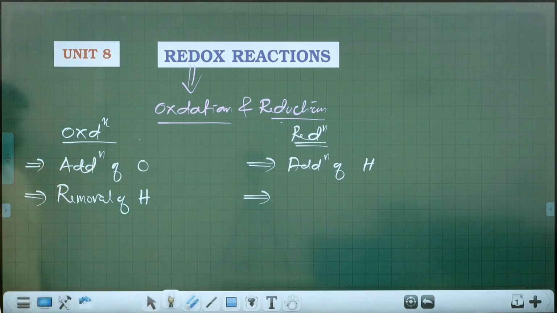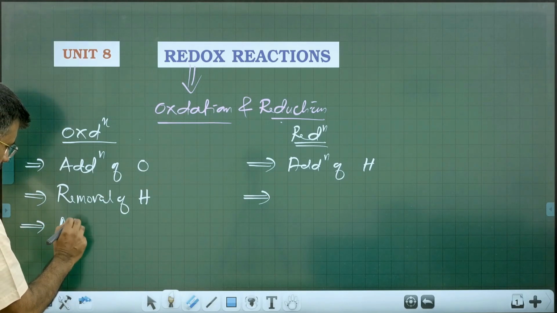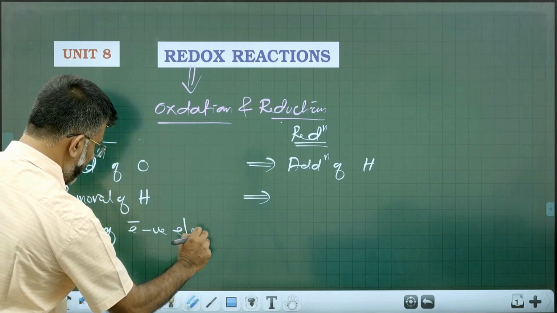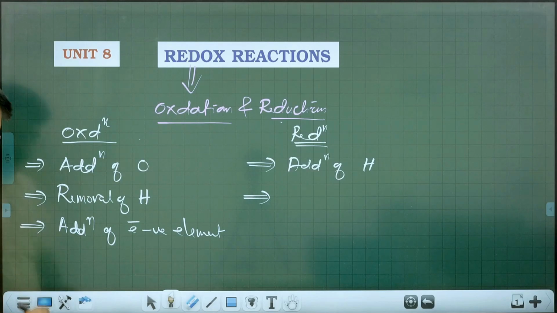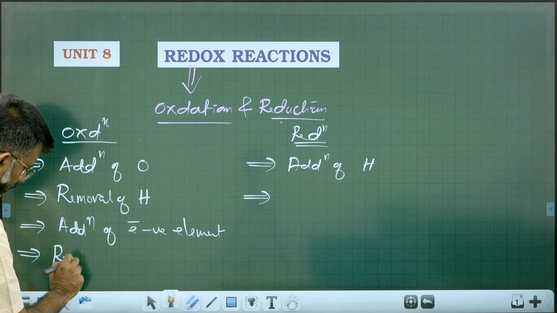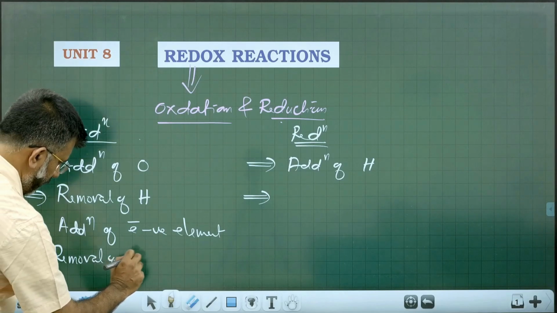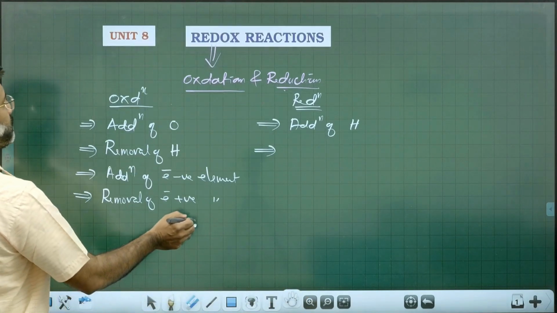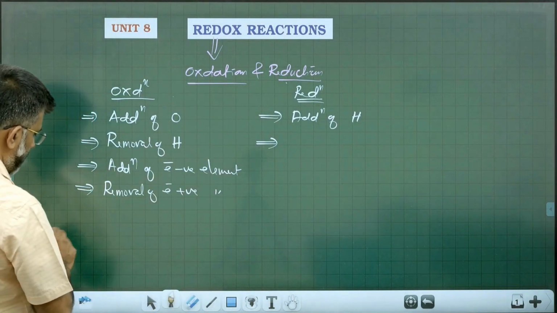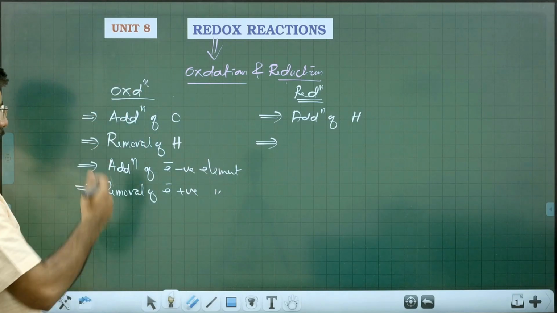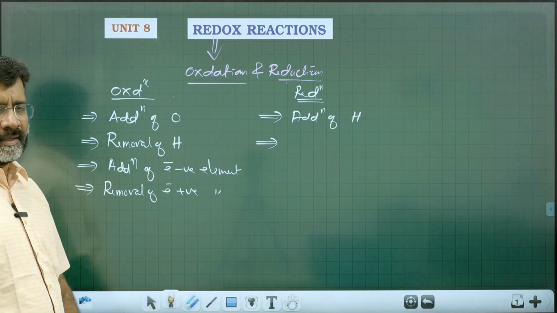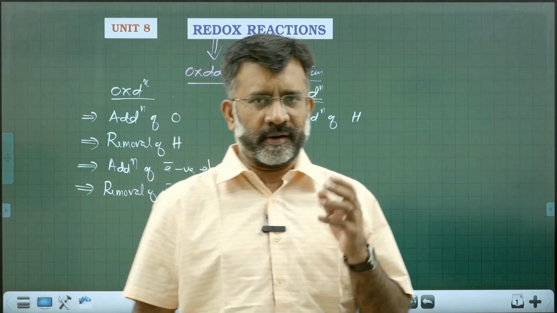Everything opposite to what we mention here will be reduction. So addition of oxygen, oxidation. Removal of hydrogen, oxidation. Addition of an electronegative element, that is oxidation. Then removal of an electropositive element, that is also oxidation. So addition of oxygen, removal of hydrogen, addition of electronegative element, removal of electropositive element. These are the classical definitions of oxidation known to all.